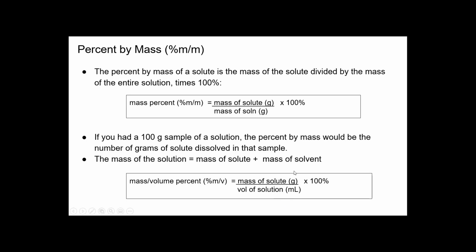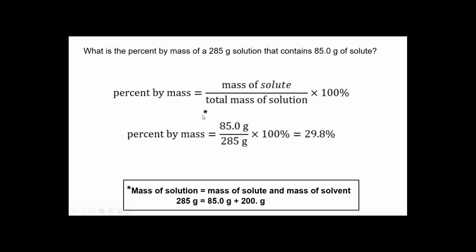And these are all in your PDF as well. So here's an example of a percent by mass. What is the percent by mass of a 285 gram solution that contains 85 grams of solute? You take the solute, set it up on top. The solution is on the bottom. Now remember, solution is both solute and solvent. It makes up of 85 grams plus 200 grams. The 200 grams is not listed here, but that's something that you should know.